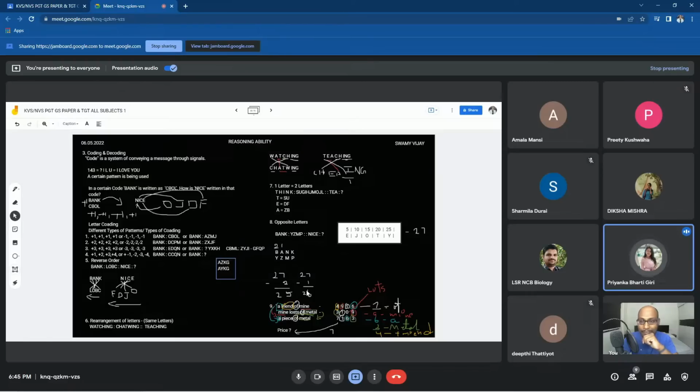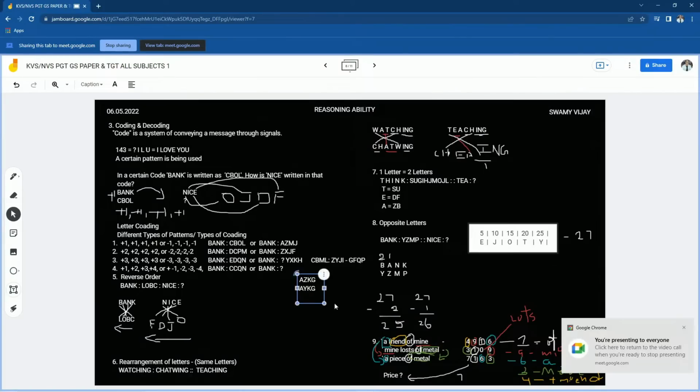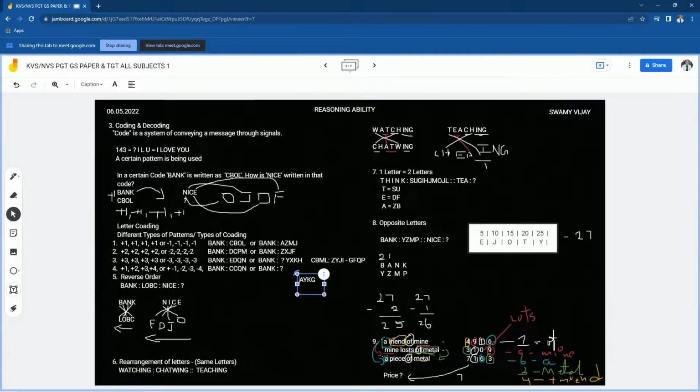AYKG is the correct one. Sir, I also got AYKG only. Mine is wrong. It will be AYKG. I got AYKG, sir. Right. AYKG is the final answer. Now Priyanka, explain why and how, where did you go wrong? Sir, I went wrong in Y. Actually, I have taken -1. Okay, it will be -2.